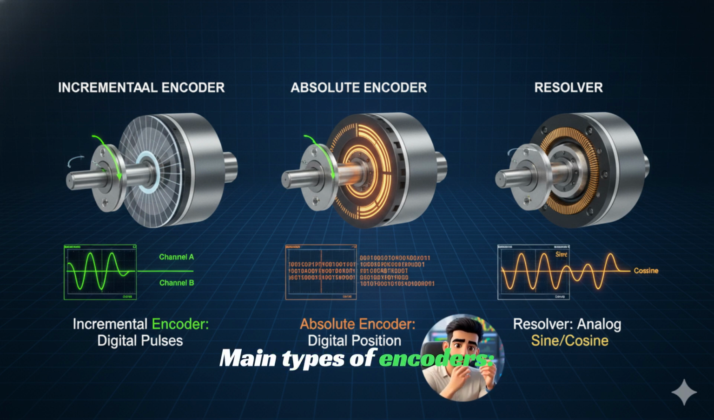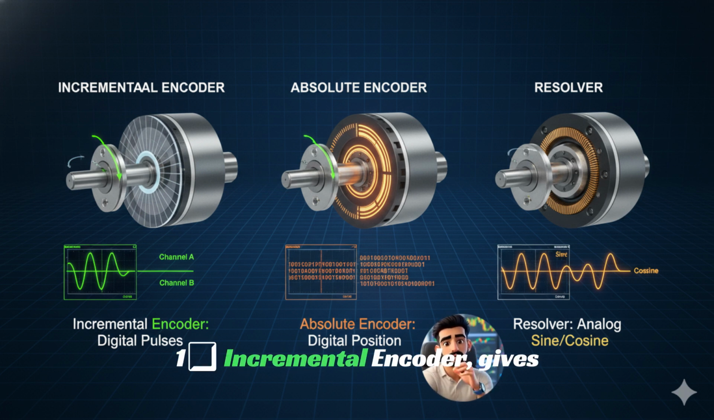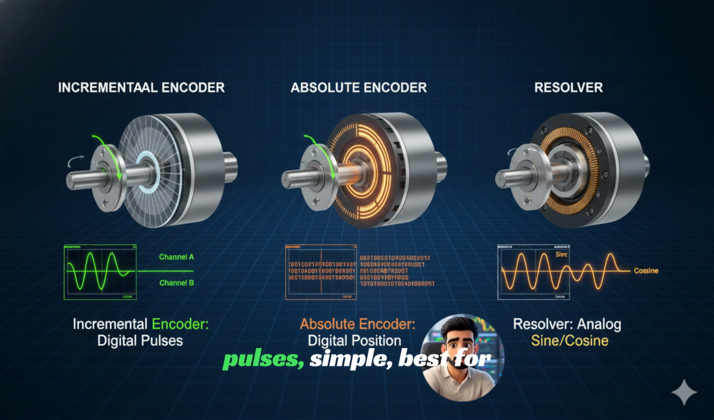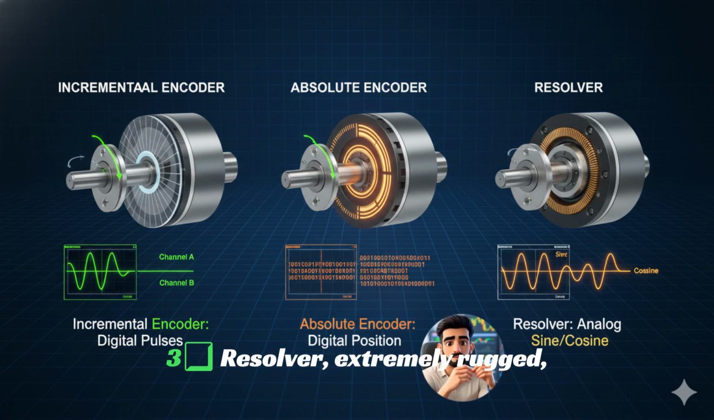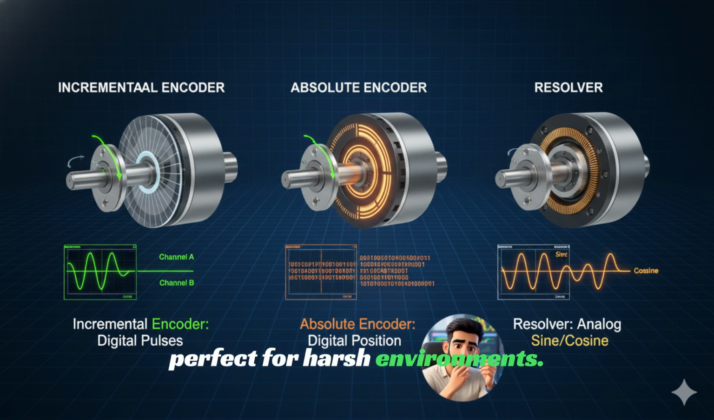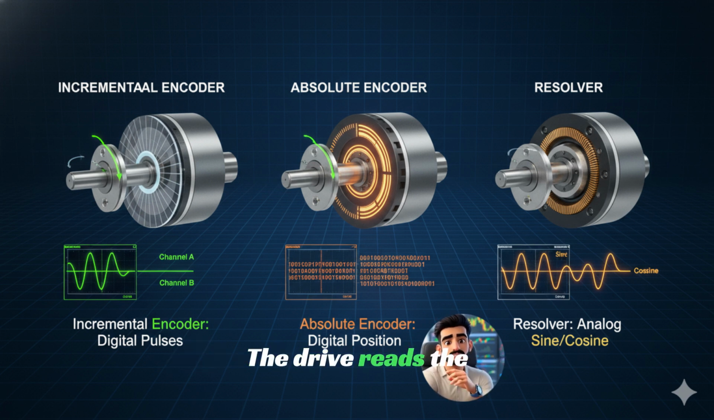Main types of encoders. 1. Incremental encoder gives pulses, simple, best for speed measurement. 2. Absolute encoder provides a unique digital code for each position. Memory remains safe even if power is off. 3. Resolver, extremely rugged, perfect for harsh environments. The drive reads the encoder data and controls the motor in real time.